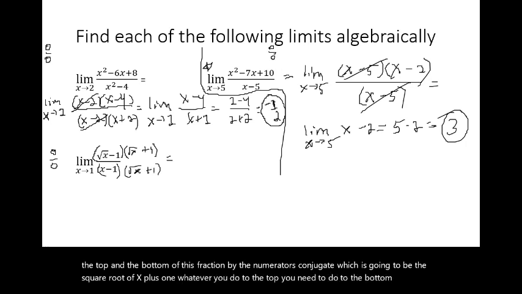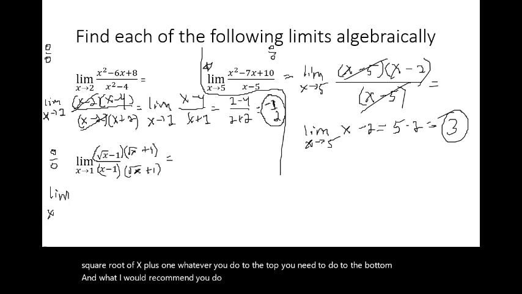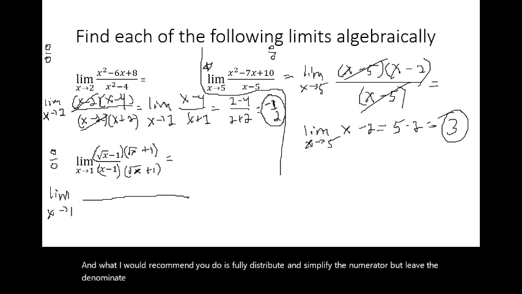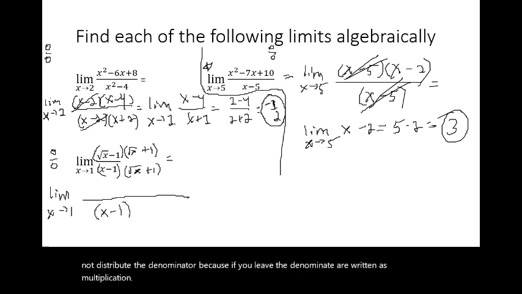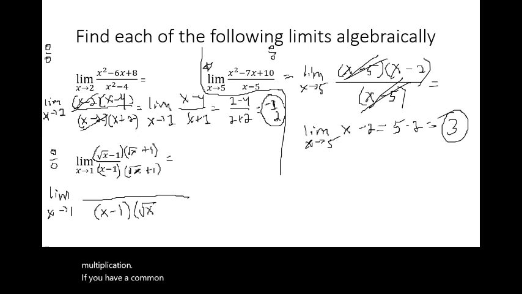And what I would recommend you do is fully distribute and simplify the numerator, but leave the denominator alone, because the whole point of this is to try and find that common factor and cancel it out. So while I know that you were fully trained to distribute everything, I will say do not distribute the denominator, because if you leave the denominator written as multiplication, if you have a common factor with the numerator, you will be able to find it and cancel it out. If you distribute the denominator, you're unfactoring it and you won't be able to see that common factor.